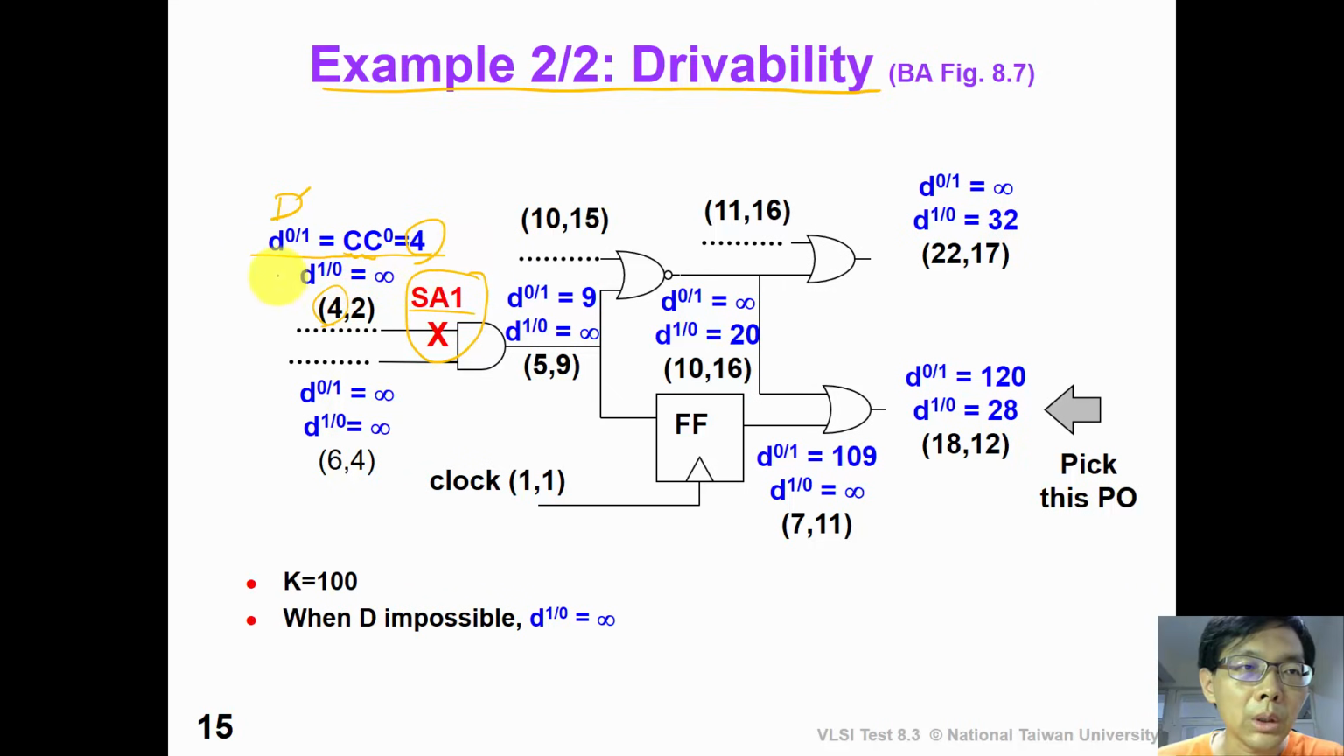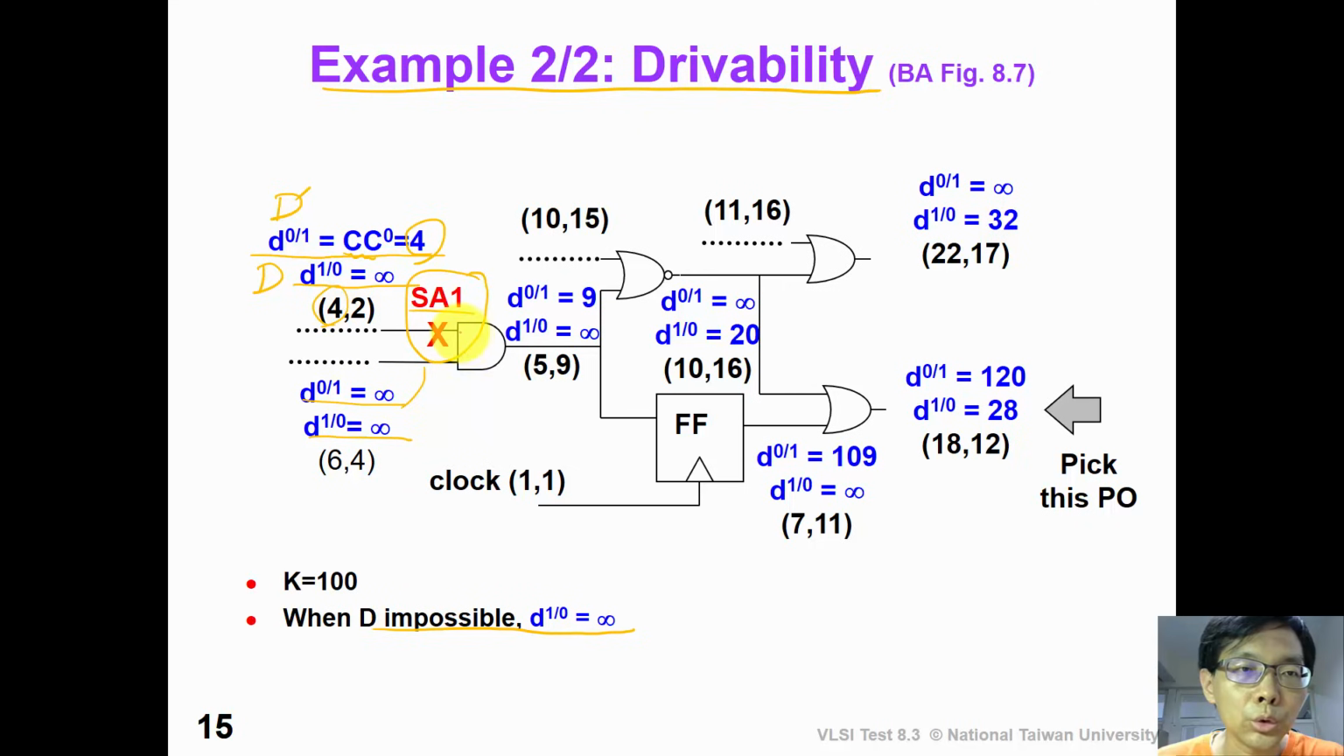However, if we want to drive this node to D, it is impossible since this is a stuck-at-1 fault. So we cannot drive it to 0. So it is infinity. Similarly, for this side input, both the drivability D01 and D10 are infinity.